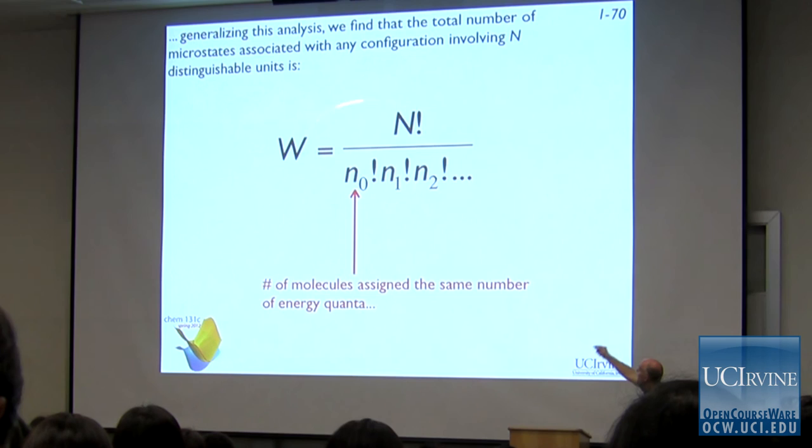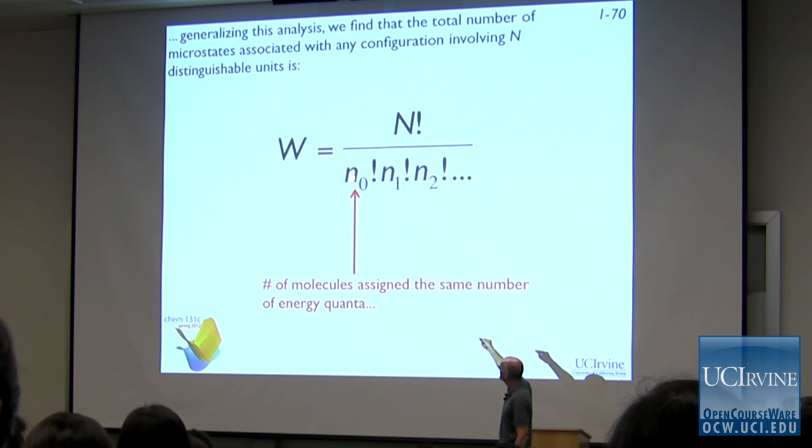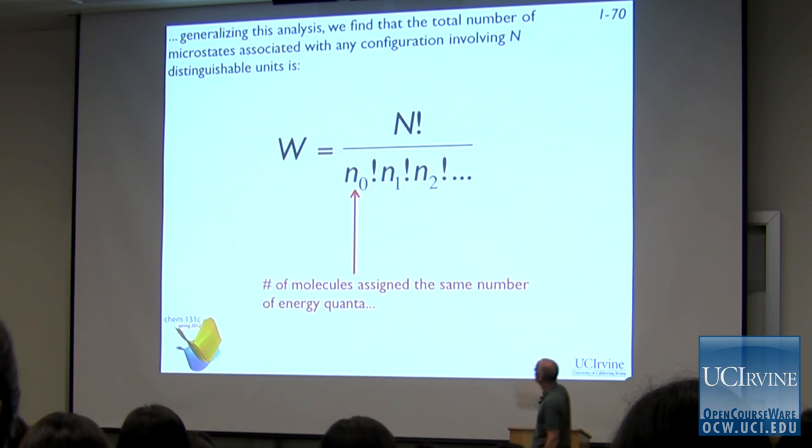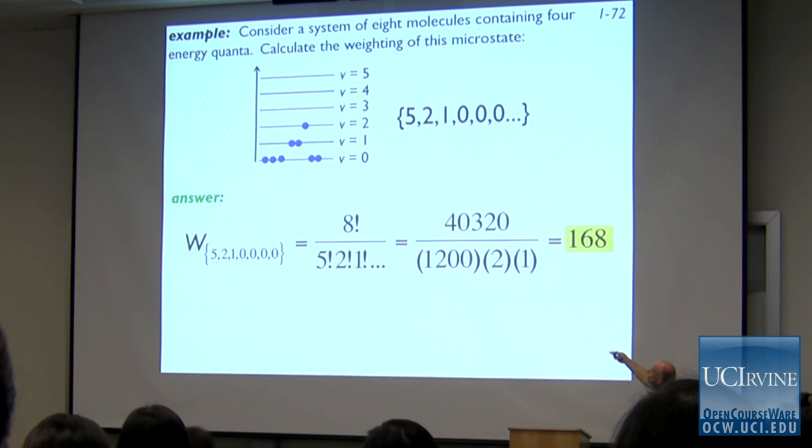Okay, and so this is our equation, the number of microstates W. That's n!, n is the number of molecules. That's the number of states occupied in 0. Number of molecules that have 0 quanta, number that have 1, number that have 2. And so take this random example, plug those numbers into our equation, and you get 168 microstates for this one. I think you would have to agree it would be messy to work that out.